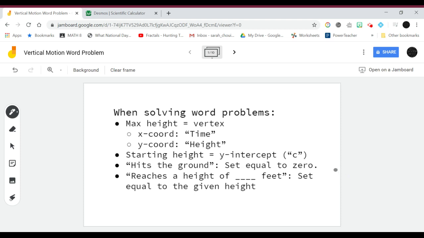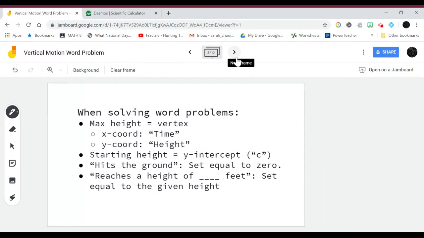All right, so this video is going to cover vertical motion word problems. I've already shared this with you, but just in case you want to write it down, these are the kind of key phrases that we'll see when we're solving these types of word problems and what we're asking for when we see them. So let's get started.